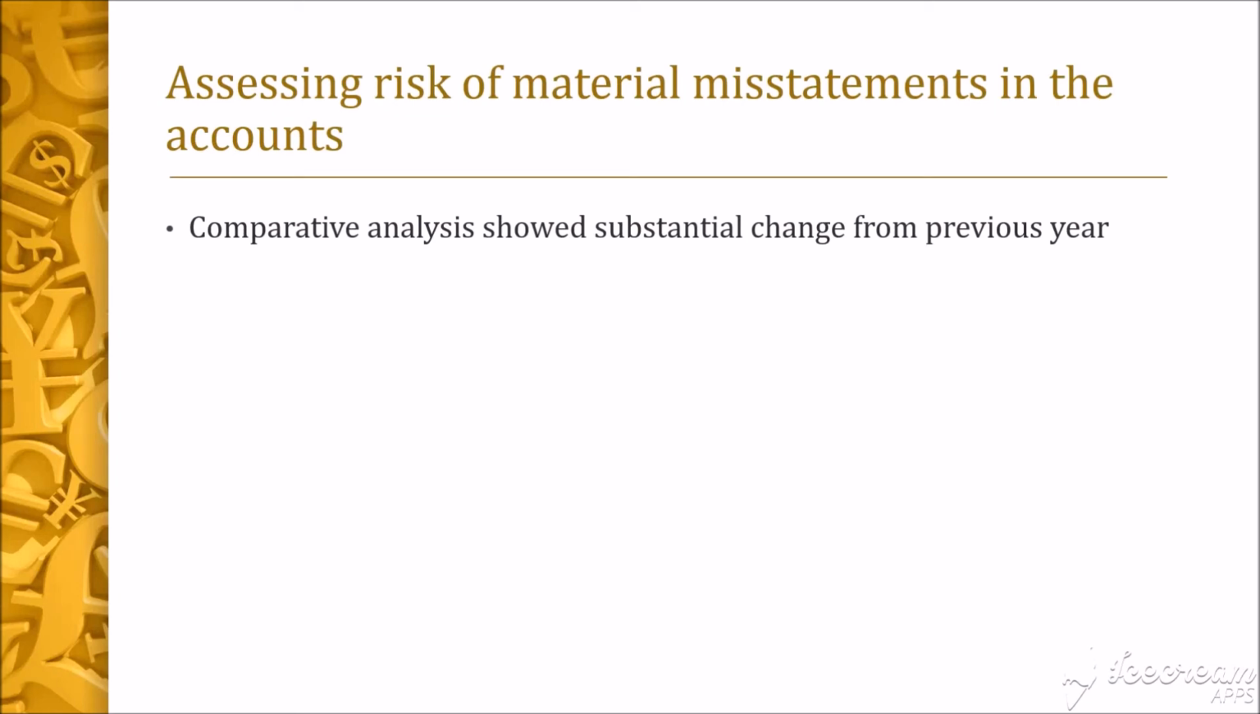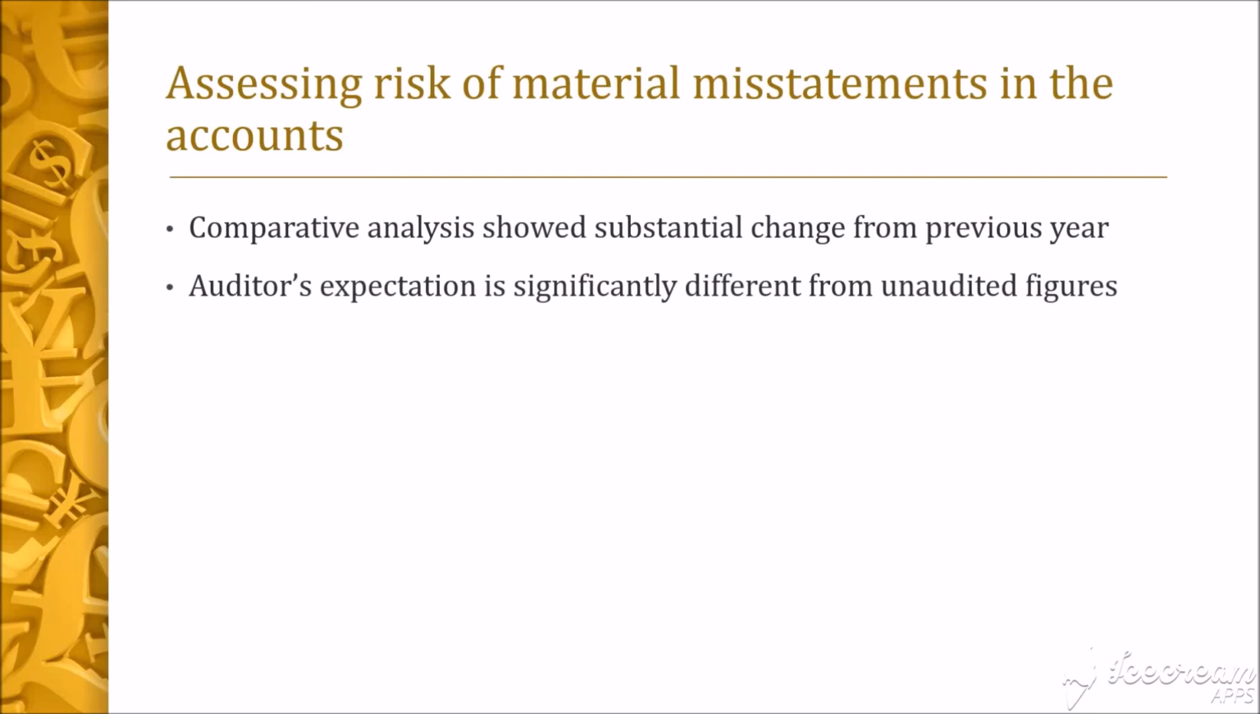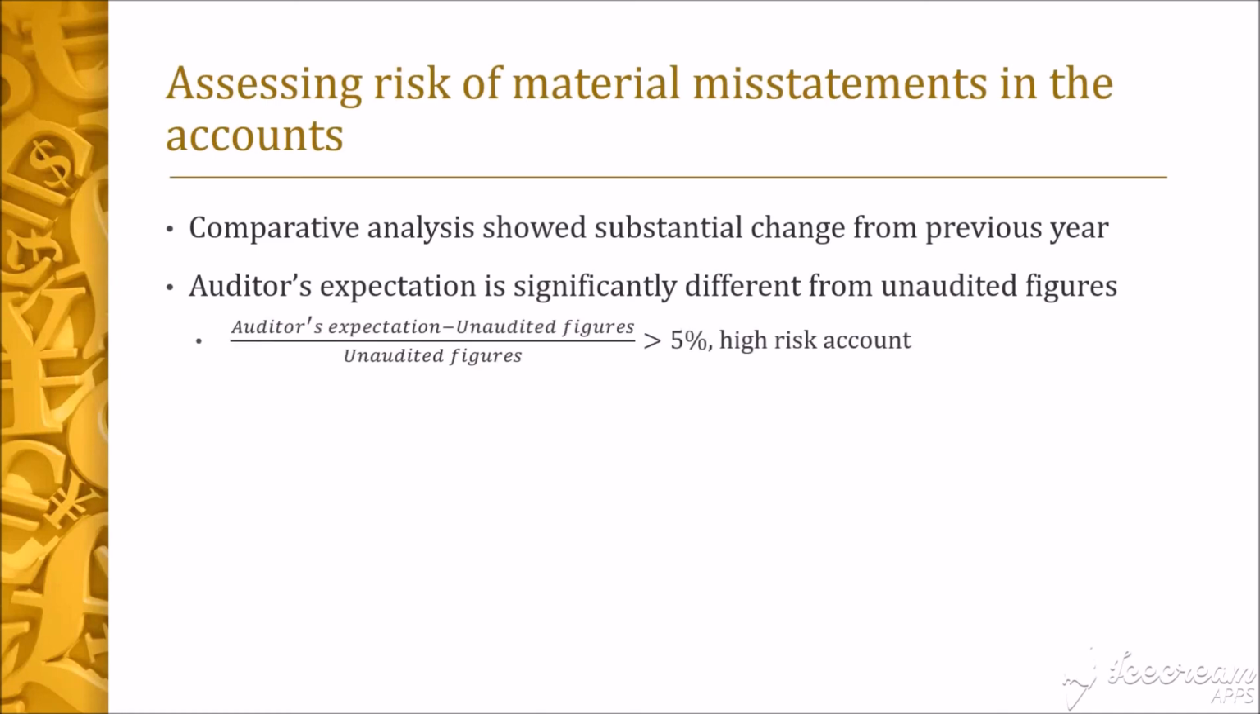Whether a change is deemed substantive is a question of judgment. Another sign that an account is likely to be materially misstated is if the auditor's estimation of the figure is significantly different from the unaudited figures. Again, whether the figures are significantly different is a judgment call. Most auditors, however, regard a difference greater than 5% as a significant difference. After identifying accounts with a higher risk of material misstatements, the auditor can consider possible misstatements in the account.